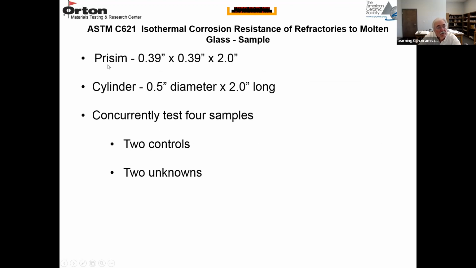So the refractory sample that you use in this glass corrosion test can be a prism, and they have exact dimensions here, 0.39 inches by 0.39 inches in cross section, 2 inches long, or it can be a cylinder, 1/2 inch in diameter by 2 inches long. And the test is calling for 2 control samples and 2 unknowns. So usually you have a known material that you use as your control. And if you want to evaluate unknown materials to see if you can come up with a better material for your application, it says, well, you should test 2 controls and 2 unknowns for the best comparison.